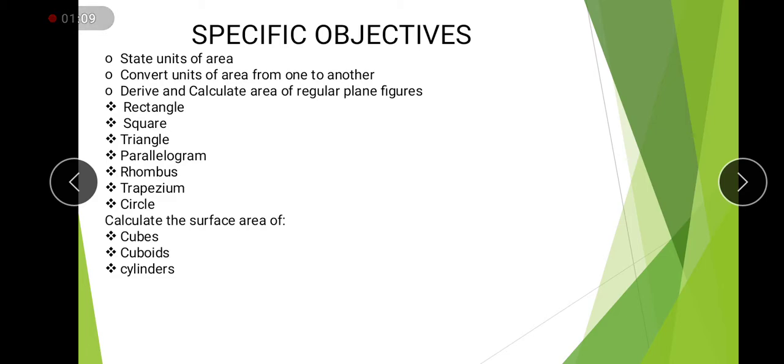Point number three is that we are going to derive and to calculate area of a regular plane figure. Now to derive is just to come up with a formula. We're going to look at a rectangle, square, triangle, parallelogram, rhombus, trapezium, and circle. And then we'll calculate the surface area of cubes, cuboids, and cylinder.